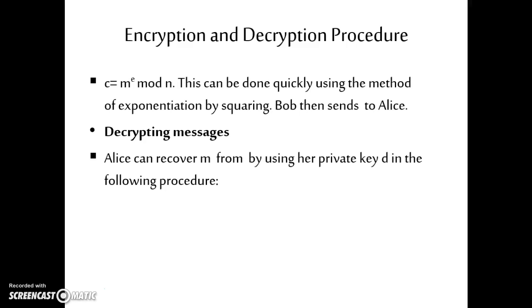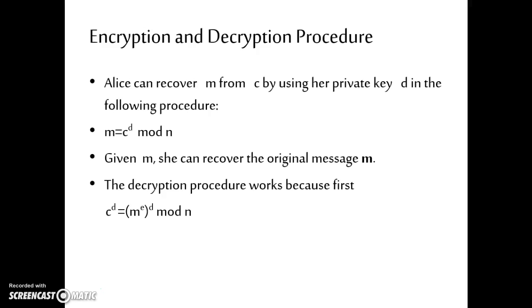Here we know that the RSA algorithm mainly depends upon the key pair, I mean the private key and the public key pair. So Alice can recover the message from the ciphertext using her private key D by the following procedure. Now message is equal to ciphertext to the power D mod n.